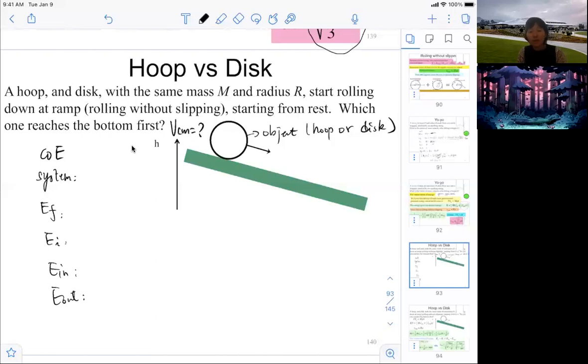Okay, let's look at this together. So for simplicity of calling the object, we're just going to say the object, right? Because the difference between a hoop and disk is they have different I. So we're going to call this the object, and then we will make a distinction in the calculation later about which I we are going to use. But now we just consider a rolling object. So what is your choice of your system? Anybody would like to share their thoughts with us? What system do you want to use?